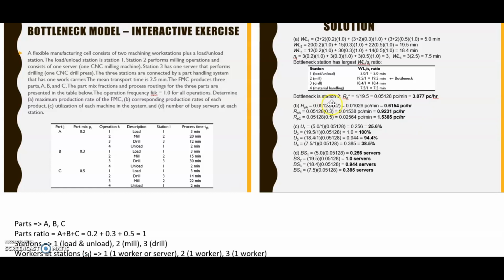Therefore, it is very important to identify the correct bottleneck station. Again, the bottleneck station is the one with the largest WL/S ratio, in this case station 2. If you add these three production rates, 0.6, 0.9 and 1.5, the total equals 3.077.